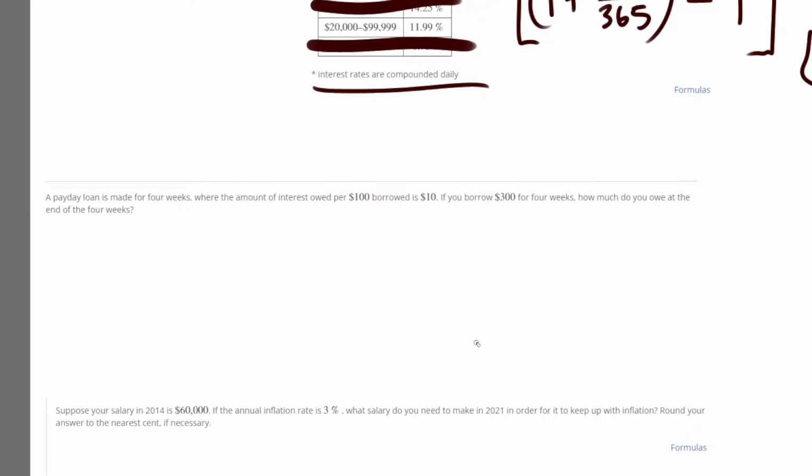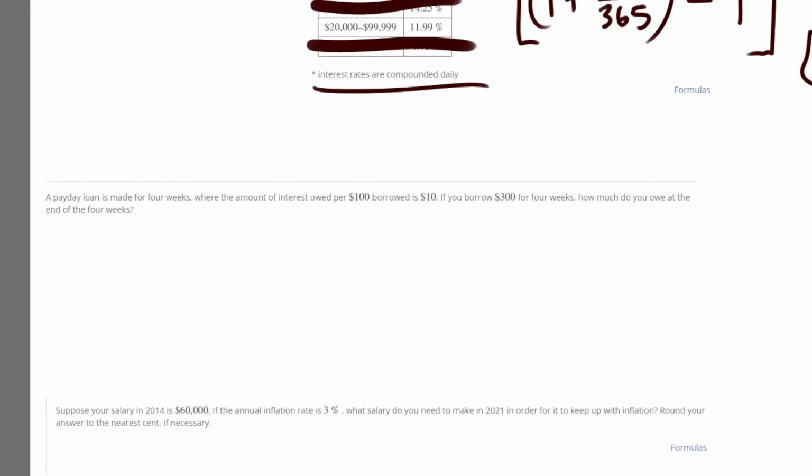So this one is saying a payday loan is made for 4 weeks, where the amount of interest owed per $100 borrowed is $10. If you borrow $300 for 4 weeks, how much do you owe at the end of 4 weeks? Now this one feels tricky because it feels too easy. But the trick is that it is easy.